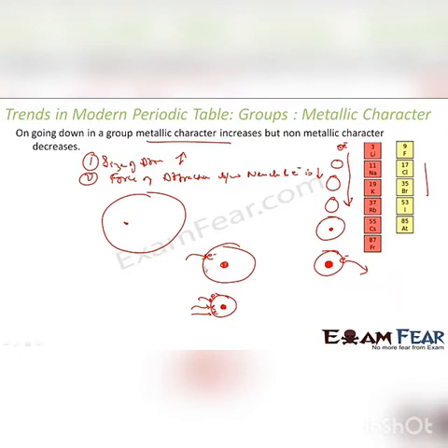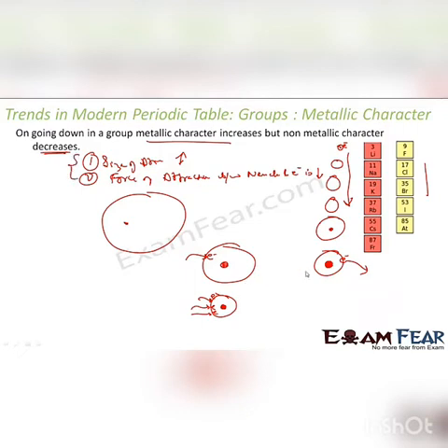Since it is able to attract fewer electrons, it is less non-metallic, because non-metallic character is all about attracting more electrons, right? So this one is able to attract more electrons, and this one is able to attract fewer electrons. Since it is able to attract fewer electrons, it is less non-metallic. I hope you understand this. In both the cases, the size of the atom is increasing and the force of attraction between the nucleus and the electron is decreasing.